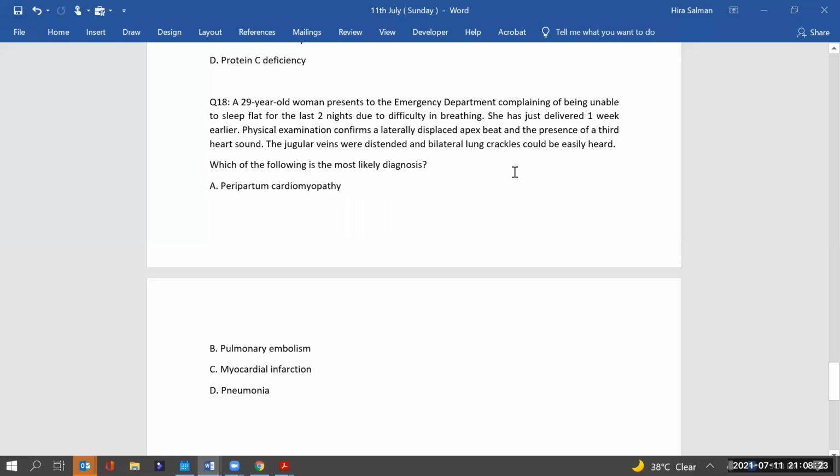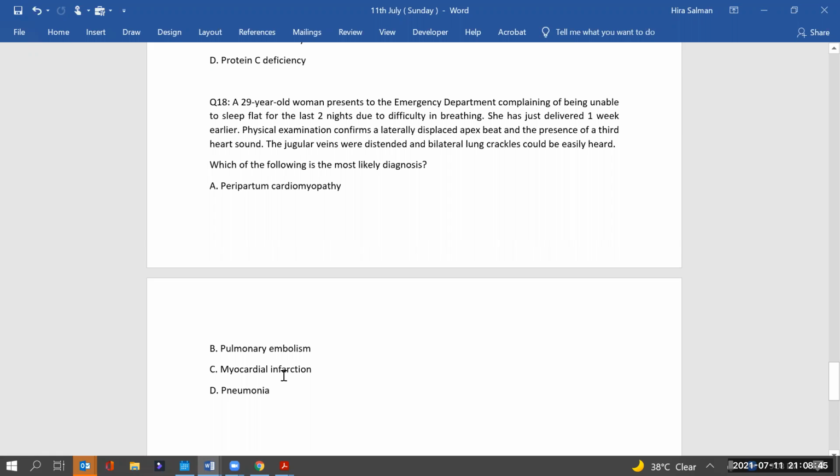Which of the following is the most likely diagnosis, based on her delivery status, based on her difficulty in breathing, which is not very acute, and based on her pulmonary findings as well. We can just rule out pulmonary embolism, because for pulmonary embolism there should be acute shortness of breath, which is not the case here.